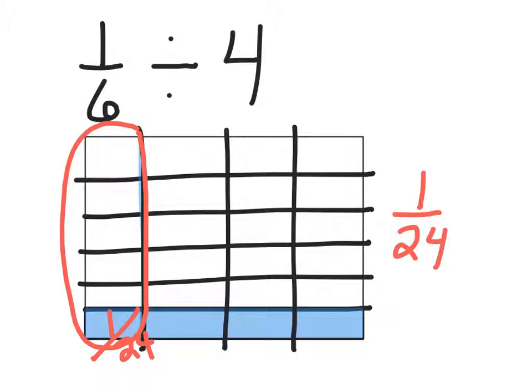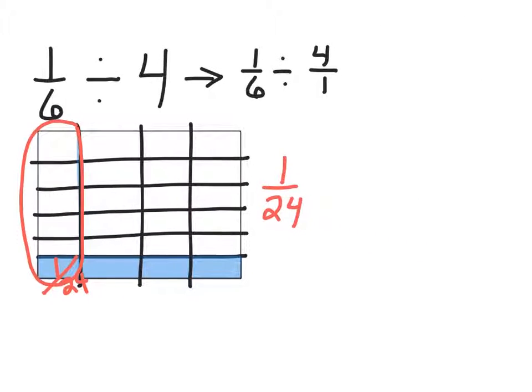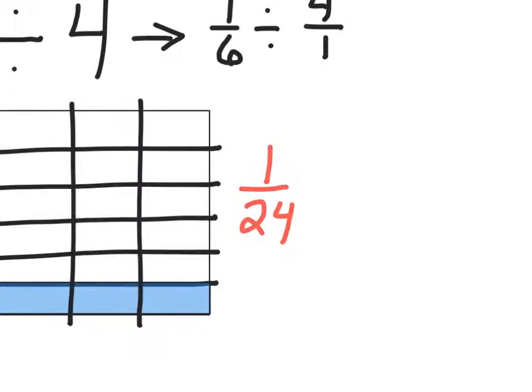Now, this is the answer for how you would do the mathematical model. Let's look at how we would do the algorithm up here, okay? So the first thing I want to do is rewrite this fraction with the 4 as an improper fraction. So I'm going to go 1/6 divided by 4 over 1, right? And then I need more room, so I'm going to come over here. Actually, I'm going to make that a little bigger.